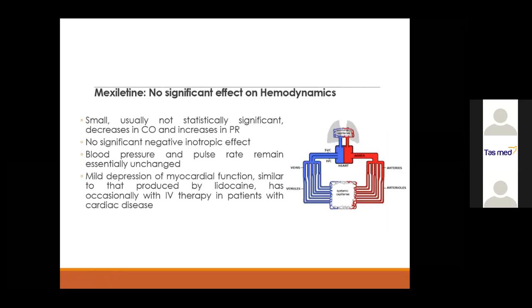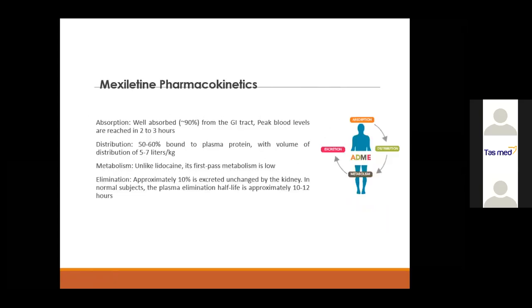It also does not have any significant effect on hemodynamics. Like IV amiodarone leads to hypotension, beta blockers lead to hypotension, while Mexiletine is a safe drug. It does not lead to hypotension.